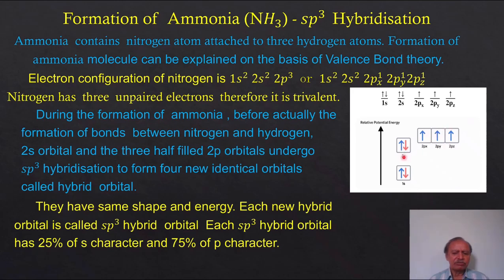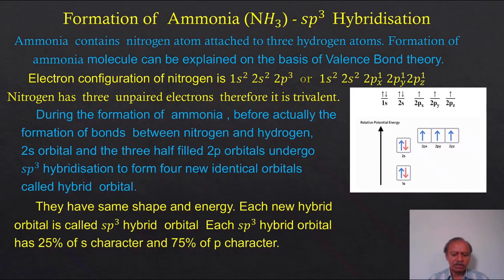But only these will mix with each other because the energy difference between these two is small. So they mix with each other and form the hybrid orbitals. Now these hybrid orbitals have the same shape and the same energy. Each sp3 hybrid orbital has 25% s character and 75% p character. They have the same shape and same energy, and each one is called an sp3 hybrid orbital.